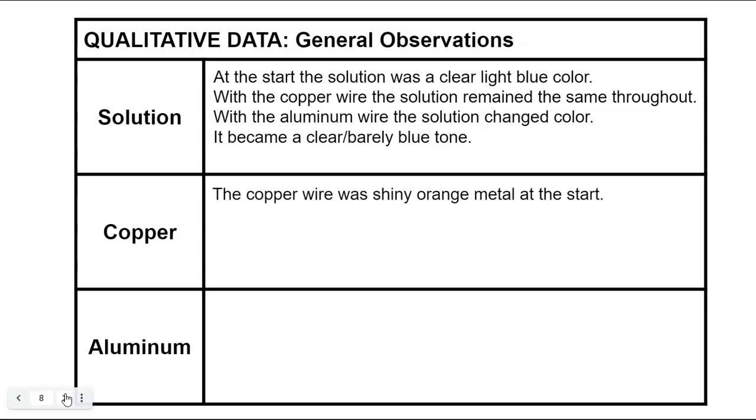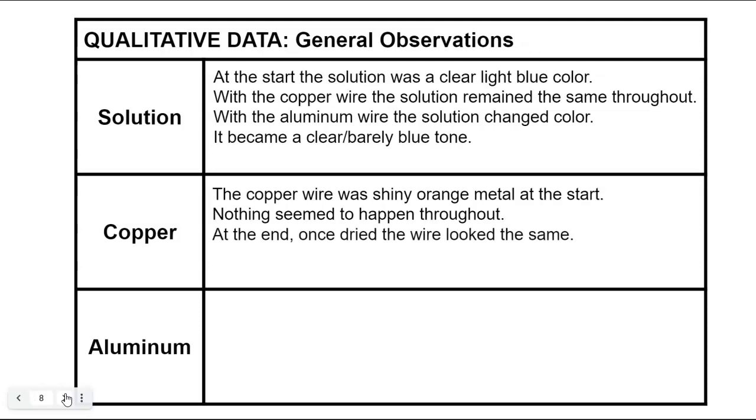Now, the copper wire at the very beginning was a shiny orange metal. And throughout the entire experiment, nothing really seemed to happen. And at the end, once it was dry, with the exception of the way it was shaped, it looked exactly the same. It was shiny, orange, and metal looking.